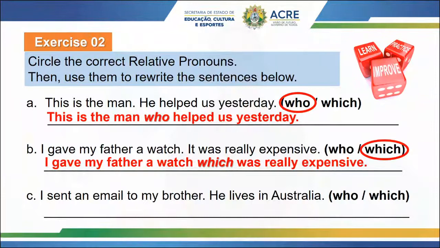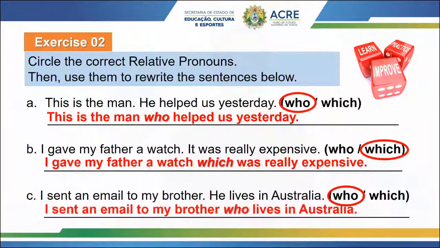And letter C, right? We are talking about my brother. So who or which? We are going to use who, right? Because we're talking about a person. Now let's combine these two sentences. The answer is going to be, I sent an email to my brother who lives in Australia, right? Very good, guys. That's right.